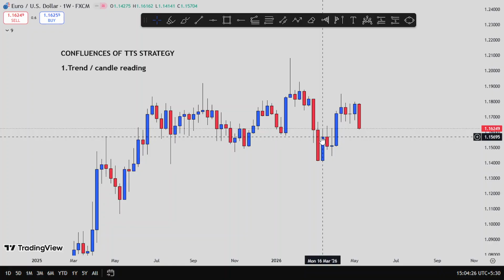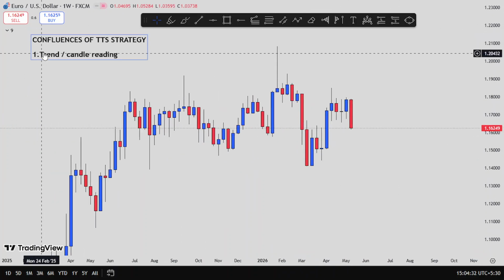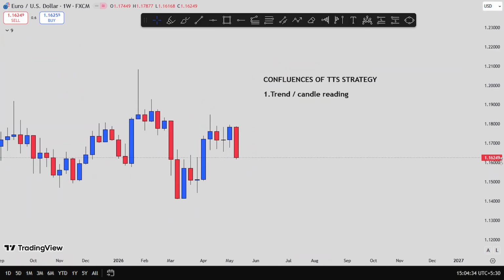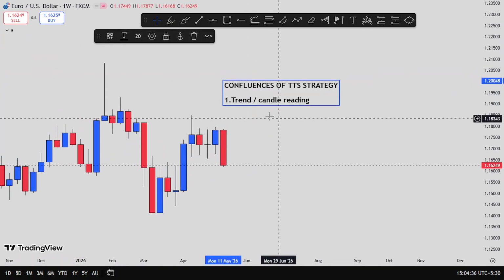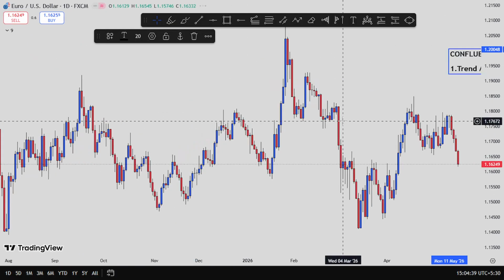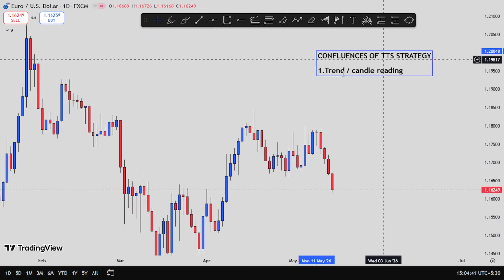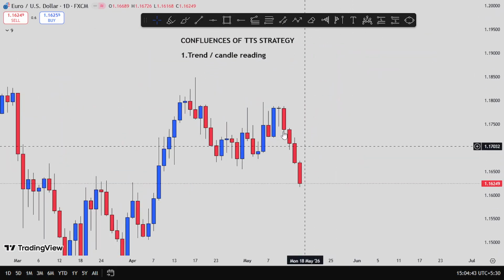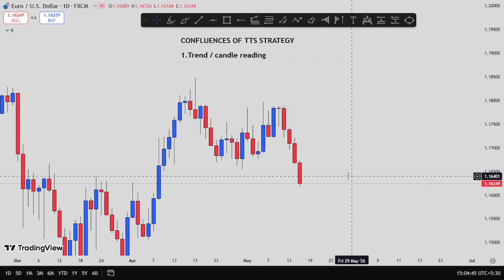Now for example, the first thing which I see over here is the trend on the weekly time frame and the previous candle on the weekly time frame, which I include in candle reading. Then we go to the daily time frame. On the daily time frame, we look for previous candles and the trend. Now here you see a super bearish move and the trend very well.